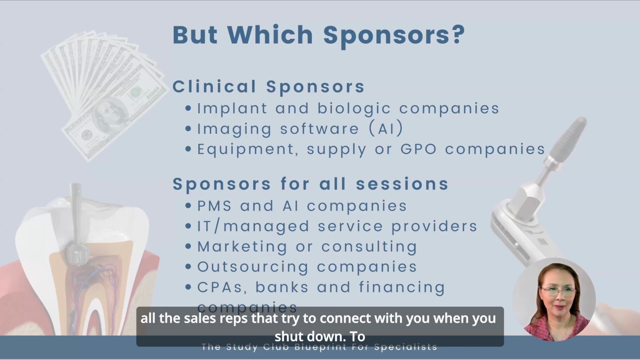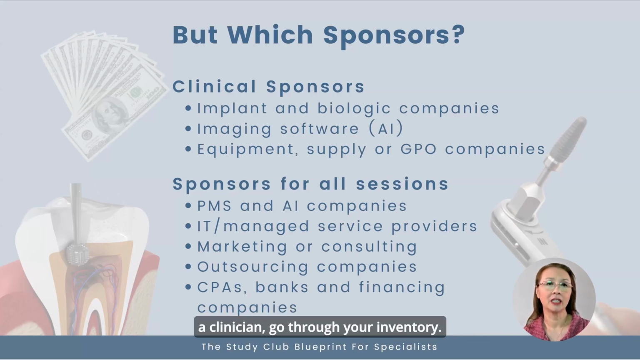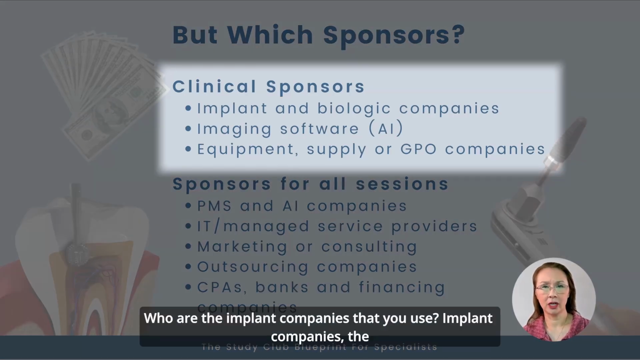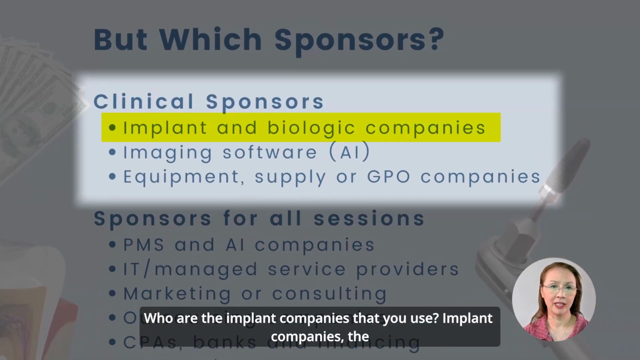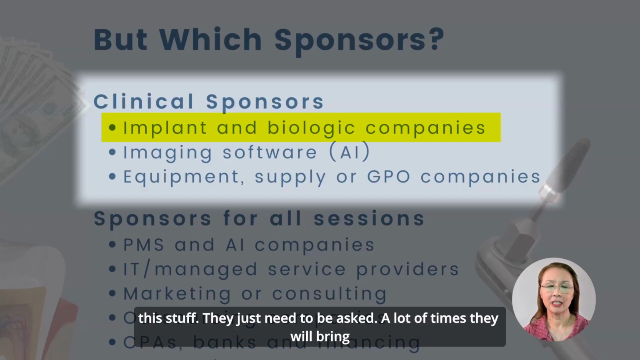Think about all the sales reps that try to connect with you when you shut down. To be honest, some of those sales reps can be good partners with you. If you're a clinician, go through your inventory. Who are the implant companies that you use? Implant companies, the biologic companies, endo companies have huge budgets for this stuff. They just need to be asked.